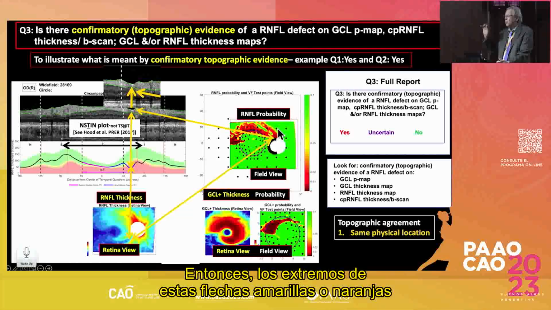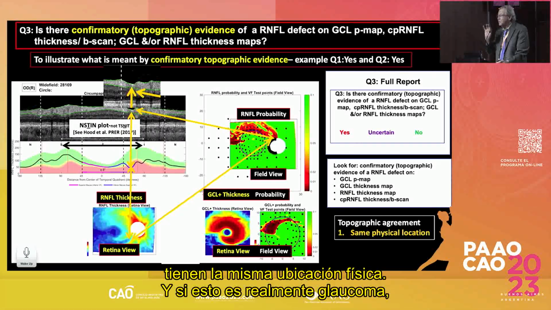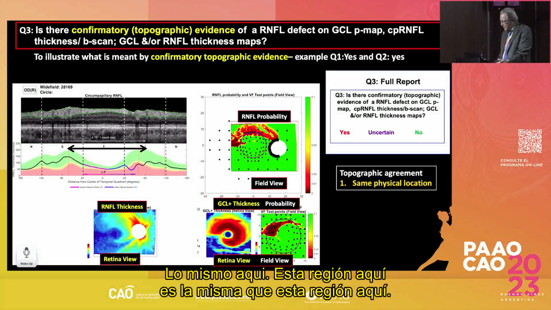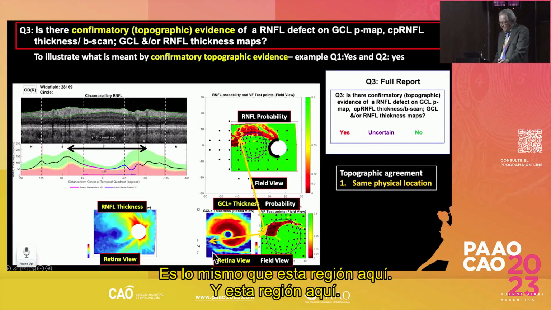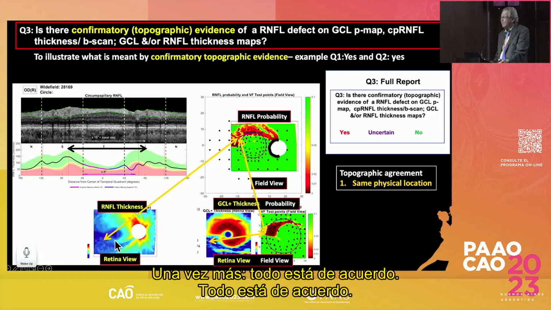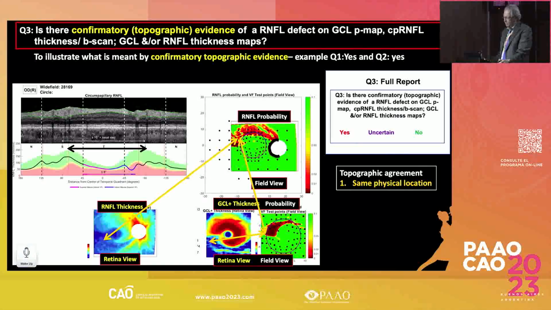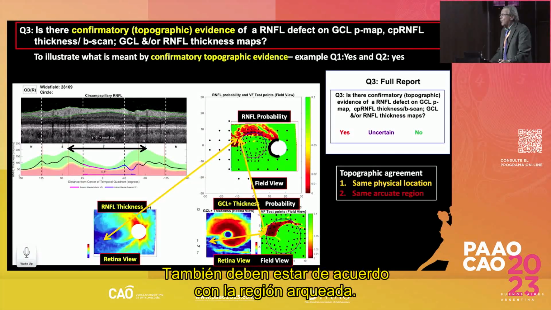So the ends of those yellow or orange arrows are all the same physical location, and if this is really glaucoma, they should agree. Okay, same thing here. This region here is the same as this region here, is the same as this region here, and this region here. Once again, everything agrees. I think that's one of the messages of the next talk too. Everything should agree.